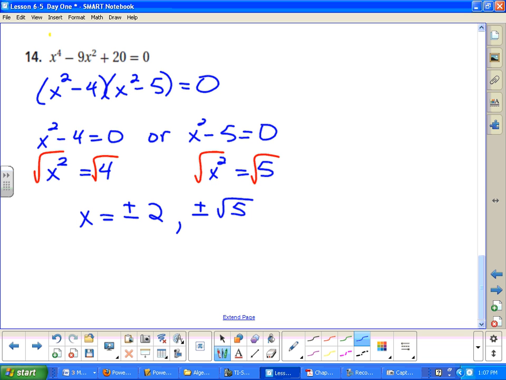So this crosses the x-axis 4 times. That's correct. Okay, and if you graphed it, you would find it plus or minus 2 and plus or minus 2.23, whatever that number was. All right? And here's the thing. Whenever you get x squared minus something equals 0, you always know it's going to be plus or minus the square root of that number. Okay? Questions?